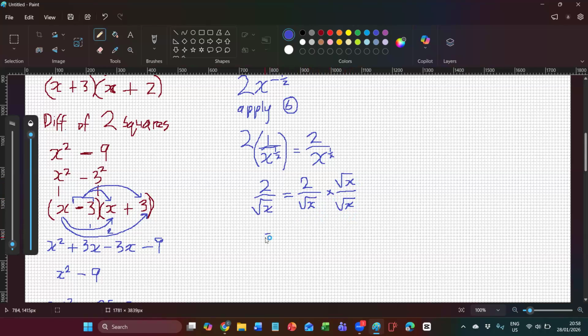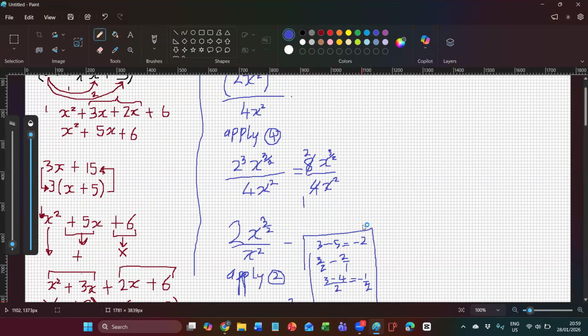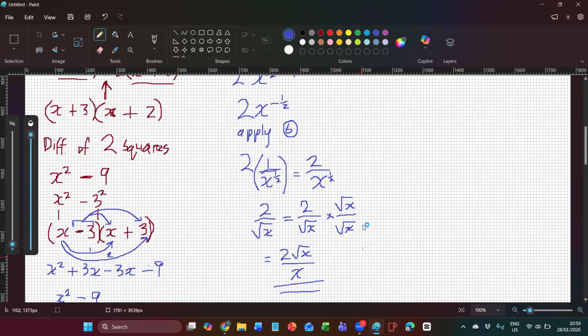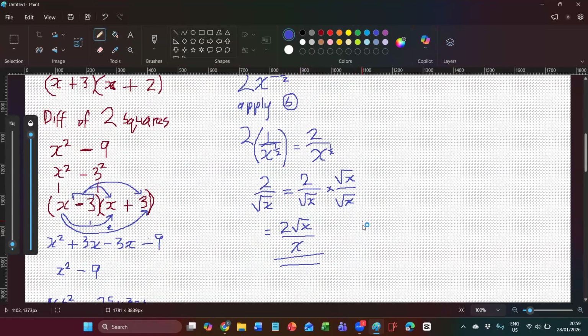So that means my final answer is 2 times square root of x over x. And that is the final answer. I think the question was for you to simplify it. So that's how far we can push that one.